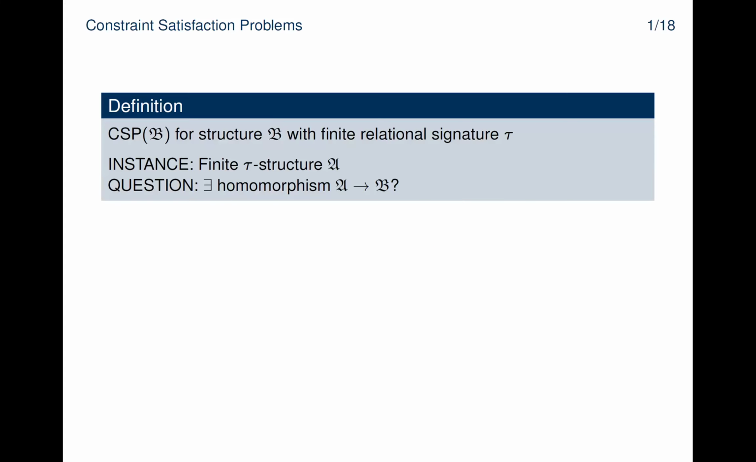So what is a CSP, a constraint satisfaction problem? It's a computational decision problem parameterized by a finite relational structure B, let's call its signature tau. In this problem, we're given as an instance a finite tau structure A, at least according to the homomorphism perspective on CSPs. And then the question is whether there exists a homomorphism from A to B. A standard example of a CSP with a finite domain is 3-coloring. And this is actually the CSP of the complete graph on 3 vertices.